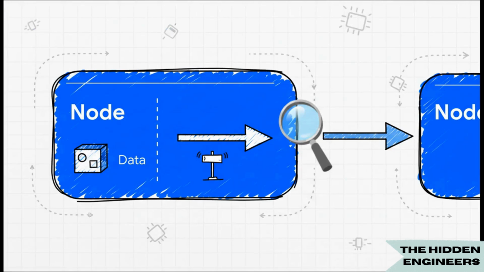It's just a container, but it's a special kind of container that holds two very distinct things. First, it holds the actual piece of data you want to store, a number, some text, whatever. And second, and this is the crucial part, it holds a signpost, a reference, basically an address that points to the next node in the chain.